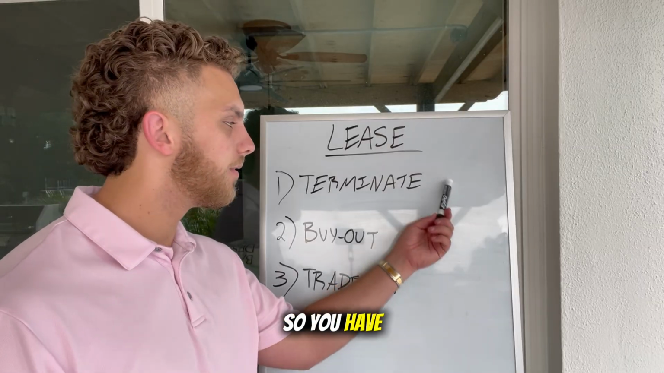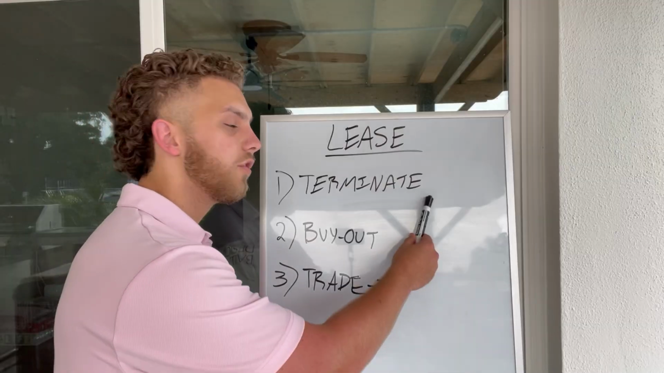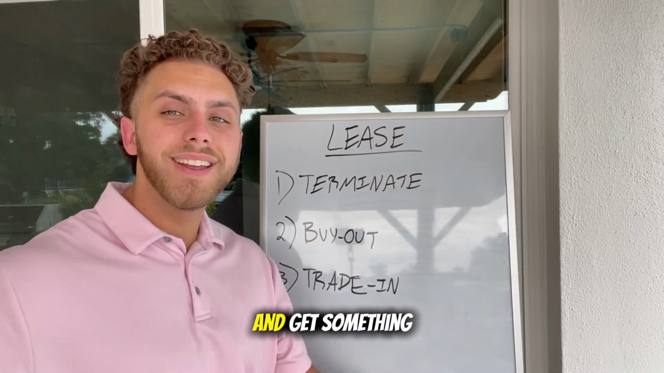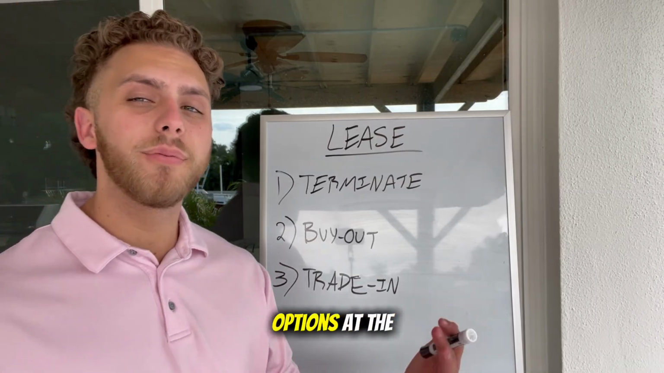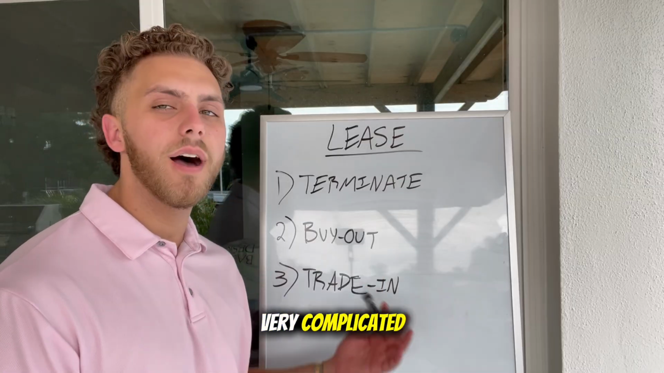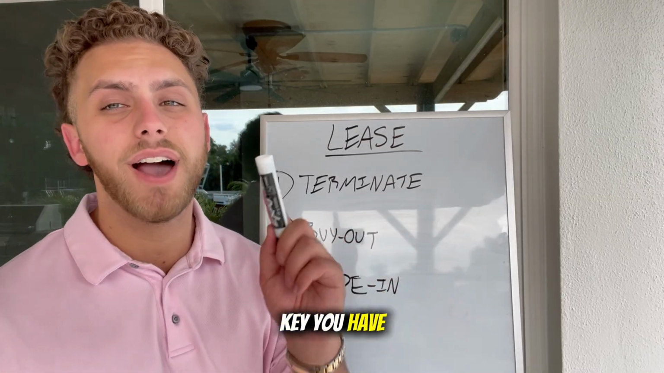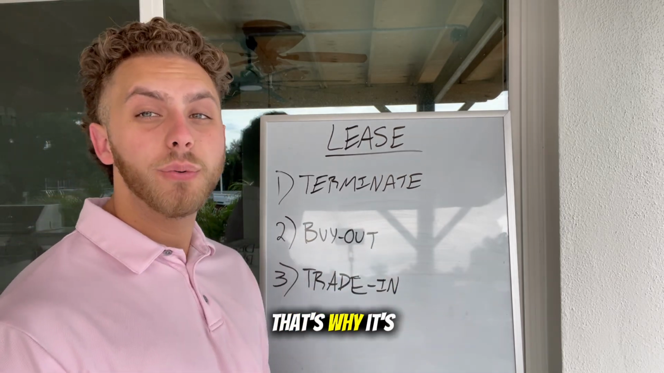So you have options at the end that really do make it flexible for you. Drop off the keys, buy it out because you love it, or trade it in and get something else because you're at the end of it and you're ready for something new. You guys have a ton of options at the end of the lease. They can be very complicated, but they do make sense and you actually know what's going on. That is the key. You have to know what's going on in order for it to make sense, but it is a great option. That's why it's there for you.